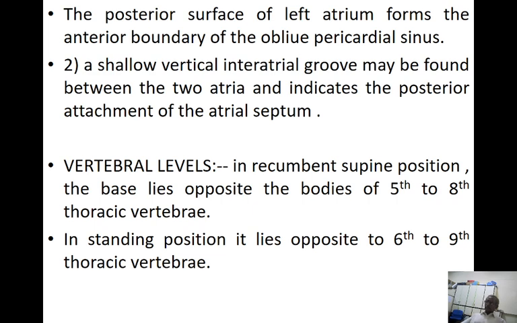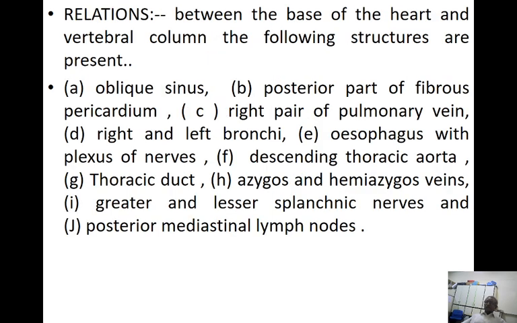In recumbent supine position, the base lies opposite the bodies of the 5th to 8th thoracic vertebrae. In standing position, it lies opposite the 6th to 9th thoracic vertebrae. And in relation between the base of the heart and vertebral column, the following structures are present.